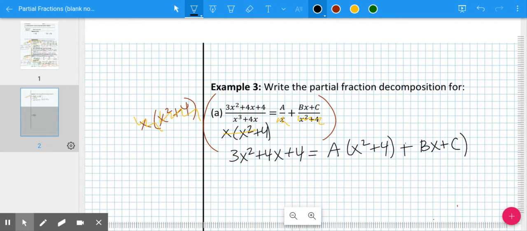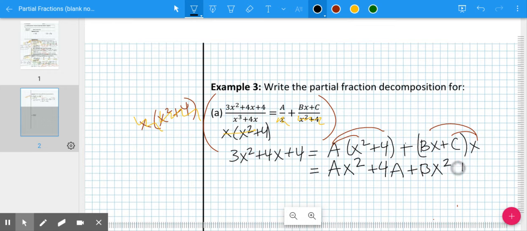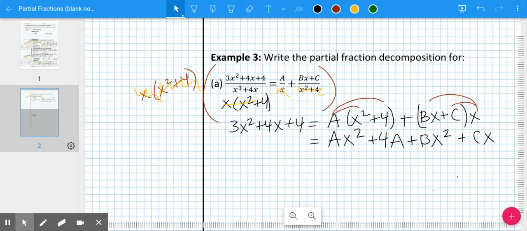Don't forget those parentheses around that factor, and that will get distributed by the x, which was left that didn't get canceled. Go ahead and distribute to get ax squared, 4a, bx squared, and cx. What do you know right away off the top of your head? You are right. C has to be 4 because that's my only x term on both sides. So I can identify immediately C is 4.